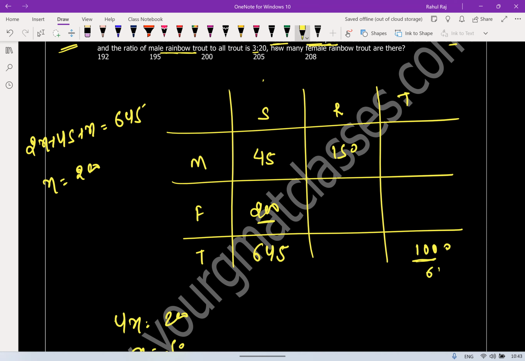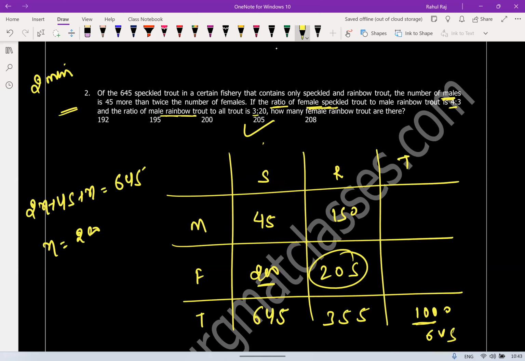So 1000 minus 645 is how much? This is 553. This is 502. So 205 should be your answer. This is what you are supposed to find. How many female rainbow trout are there? 205. Anyone, any problem here?